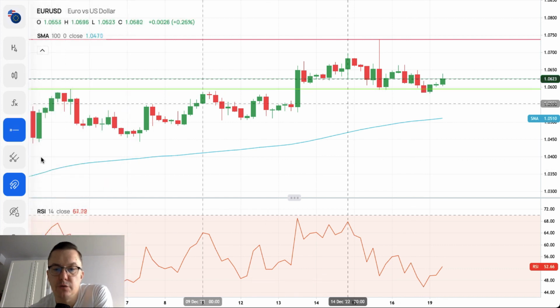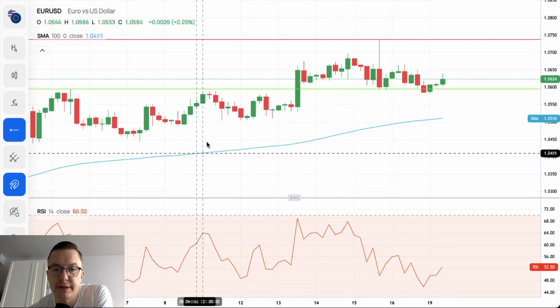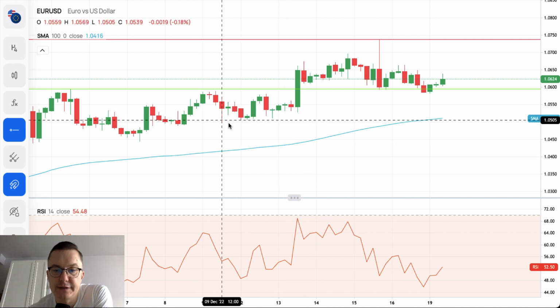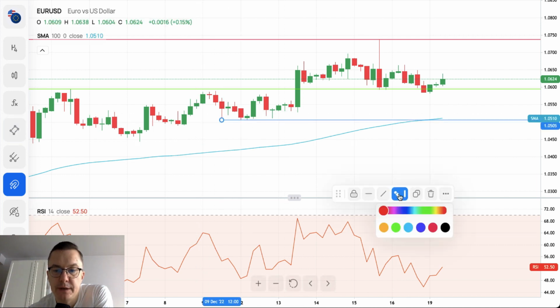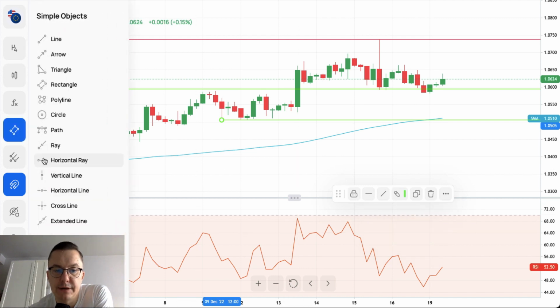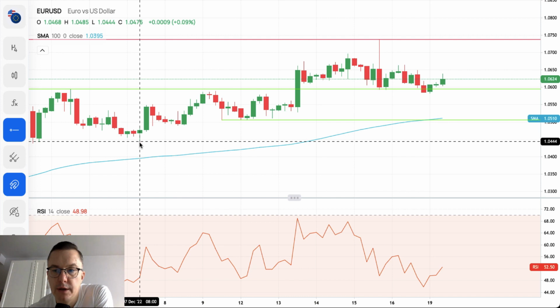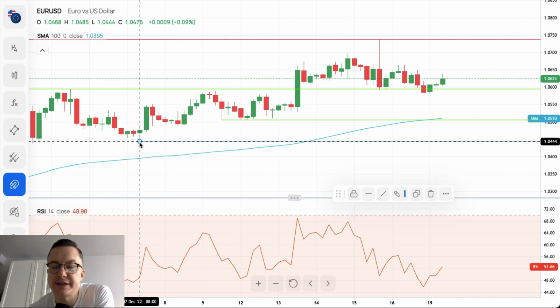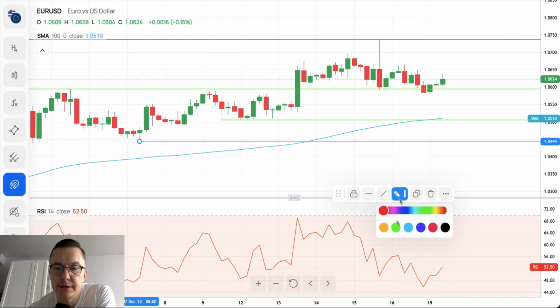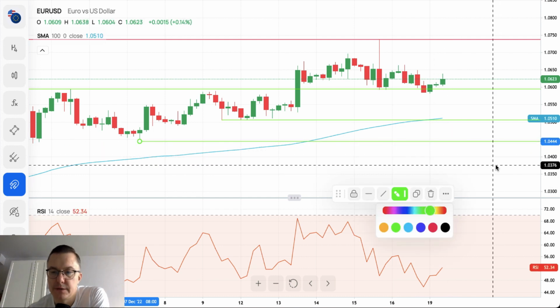So if we would follow this path to the downside, there is a bunch of technical supports we should take into account. One of them is 1.0510. The other one is of course 1.0444. So those are the next nearest technical supports for the euro dollar.